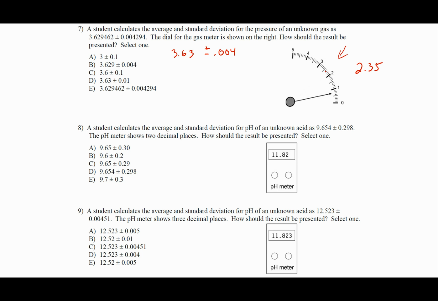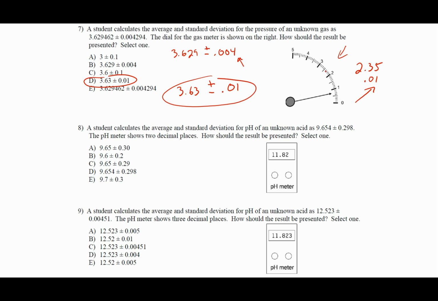Okay, so, oops, I didn't match this one correctly. 2.9. So that means in this system, the best my gas meter can do is to that decimal place. So this is a smaller error than that. So in reality, I have to match what my gauge says and then make everything match. 3.63. So this would be the answer, and here for 7, it is D. Okay, good.